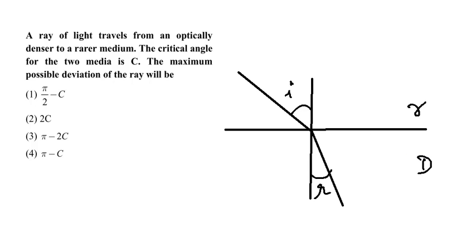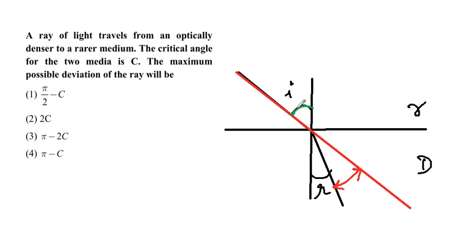Now what is the original direction of the light ray? The original direction of the light ray was this, but now at present it has deviated. And through how much angle it got deviated? This is the angle through which it got deviated.